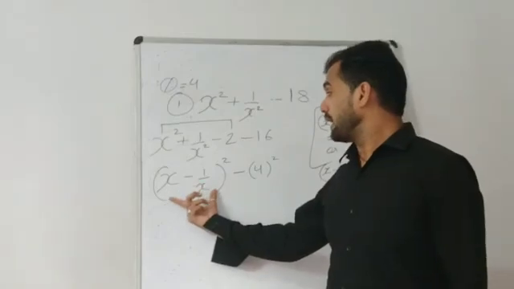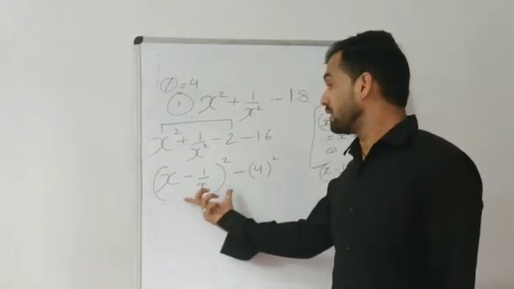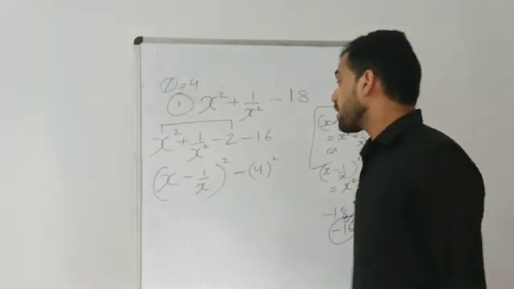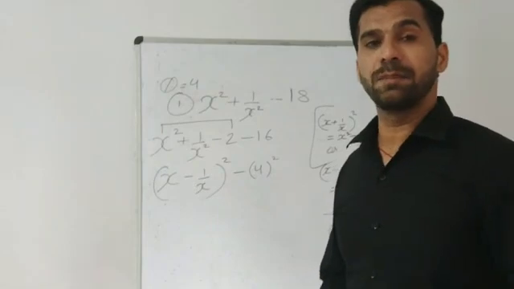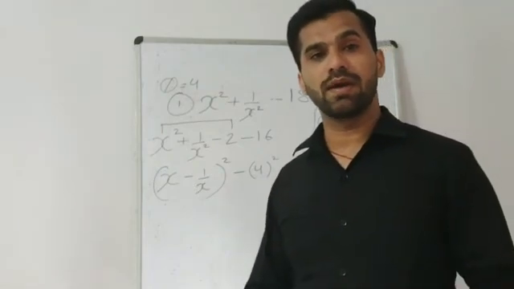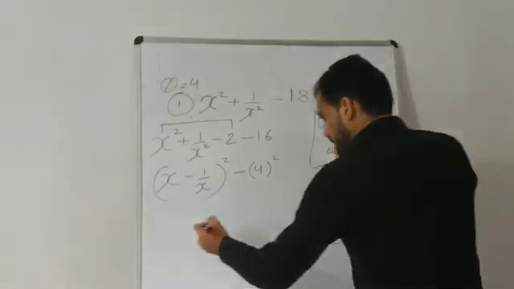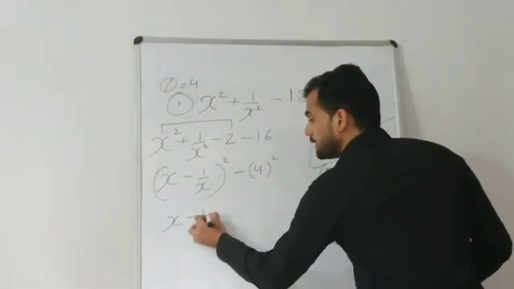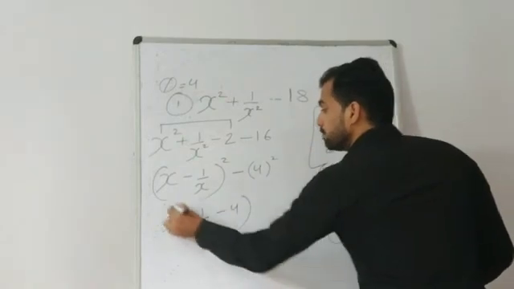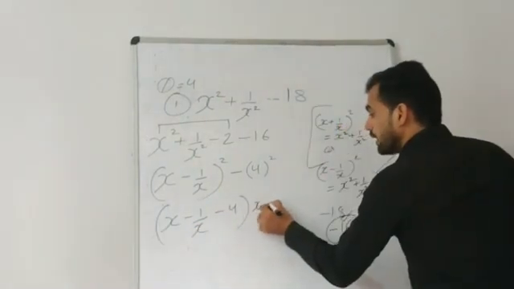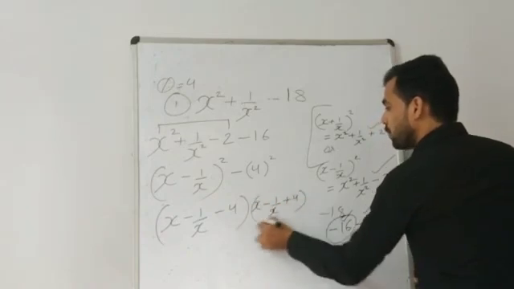Now it becomes a square minus b square. We will apply the identity again, a square minus b square equals a minus b times a plus b. So simply we write x minus 1 by x minus 4, times x minus 1 by x plus 4.